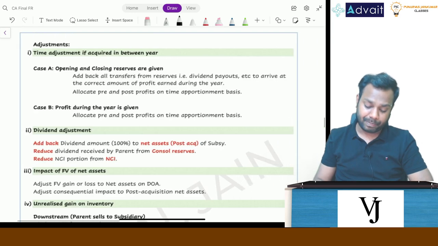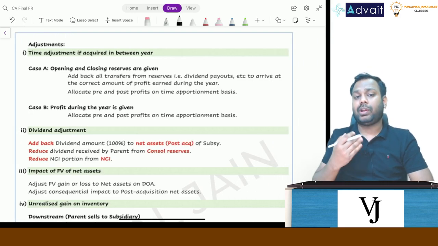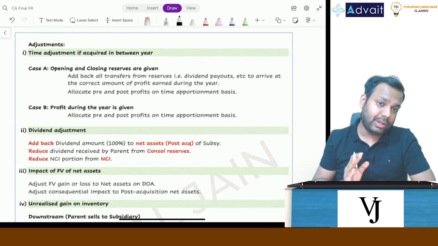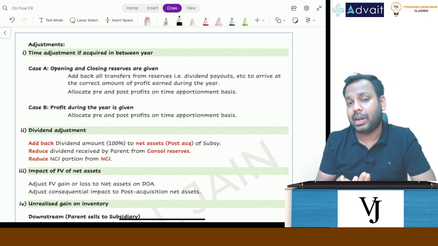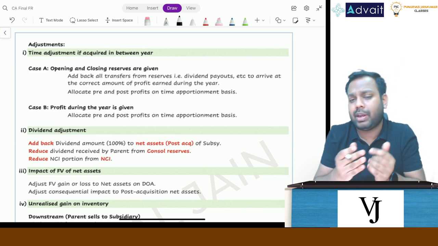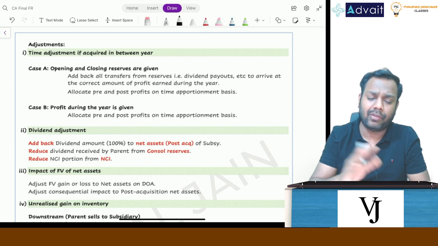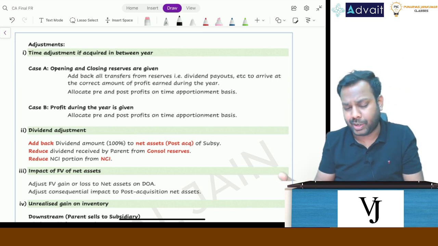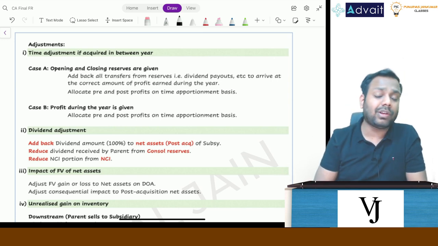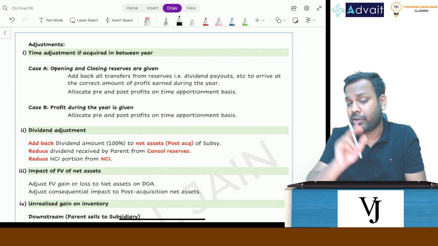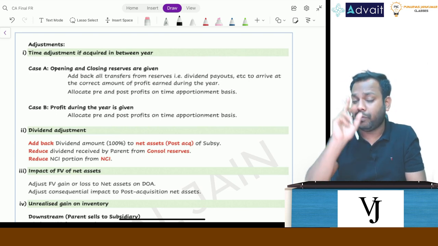Now the third way: the question will clearly give you the profit earned during the year. If the question clearly gives you the profit earned during the year, you can distribute it evenly between the pre-period and the post-period, okay? So these are the three ways in which the question gives you the time adjustments, which you have to be very careful about.